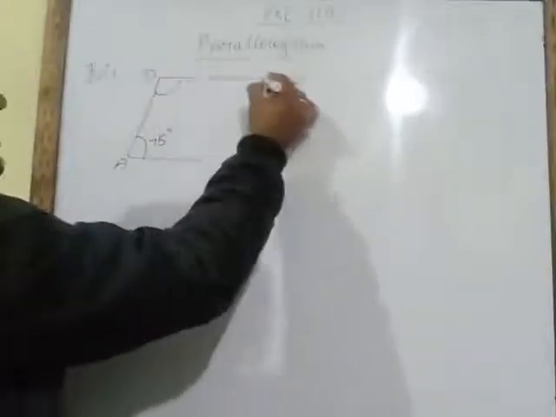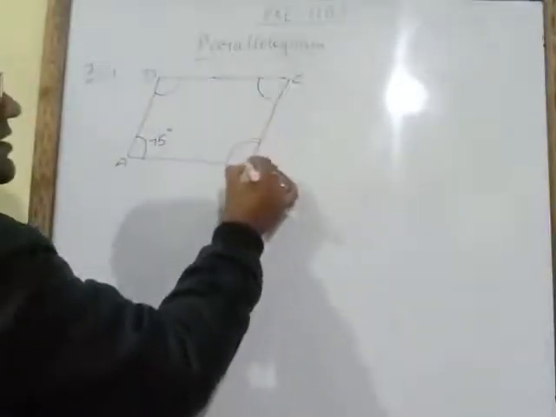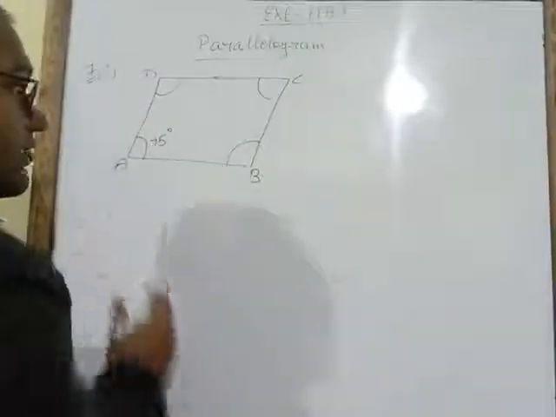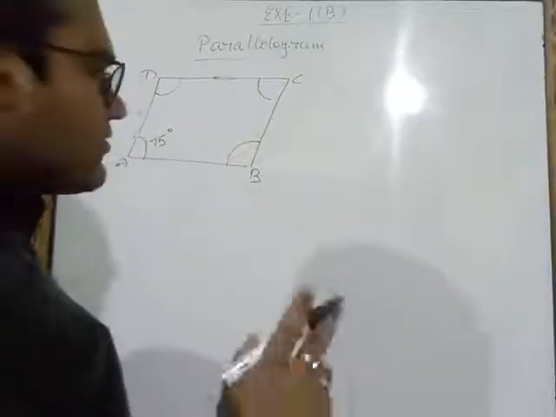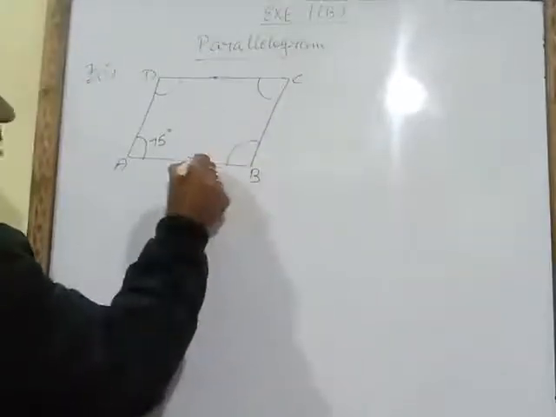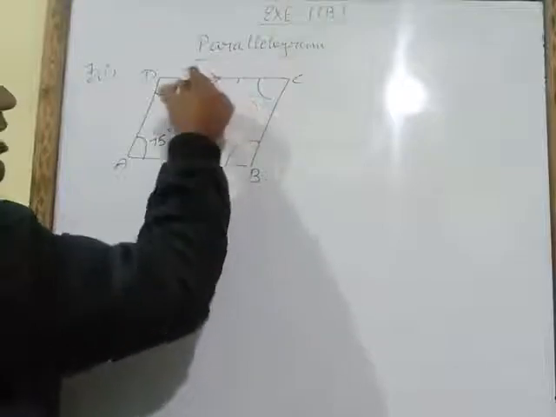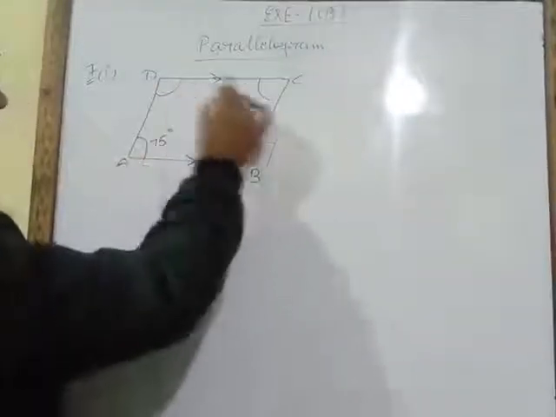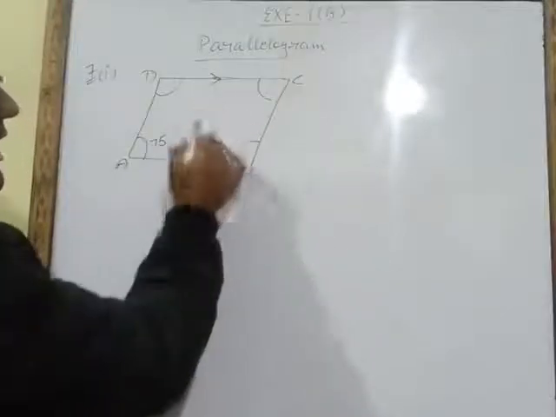3 angles are remaining here: angle D, angle C and angle B. We have to find these 3 angles also. So first of all, we have to use the properties of a parallelogram. First property of a parallelogram is opposite sides of a parallelogram are parallel. So how will we show parallel? We will show it with the help of arrows. AB and DC both are parallel, so here we will put arrows.